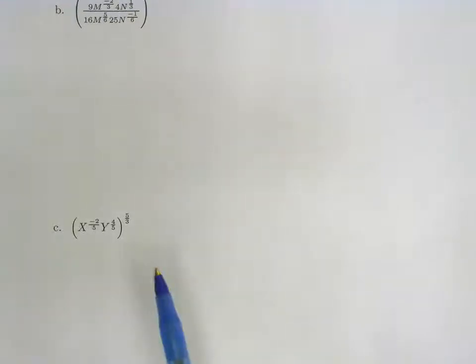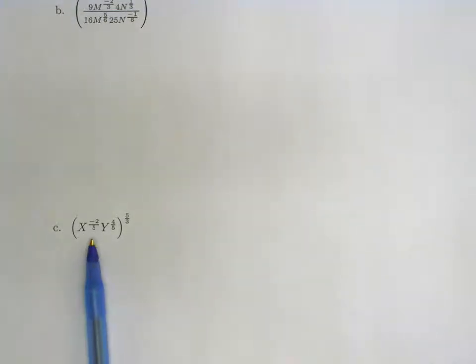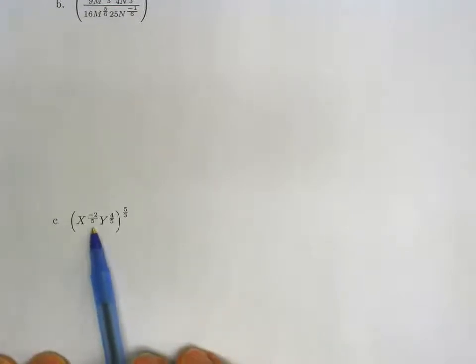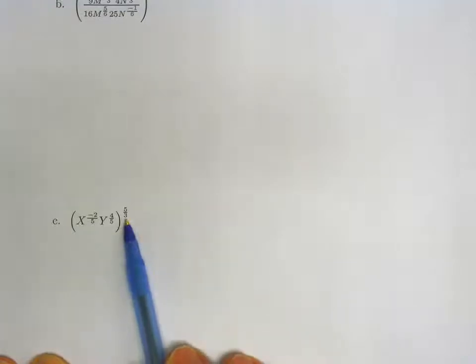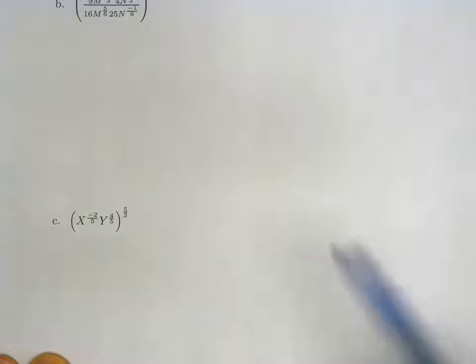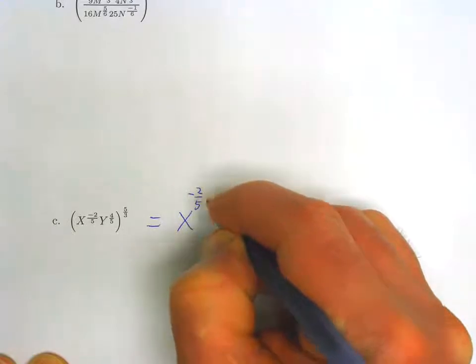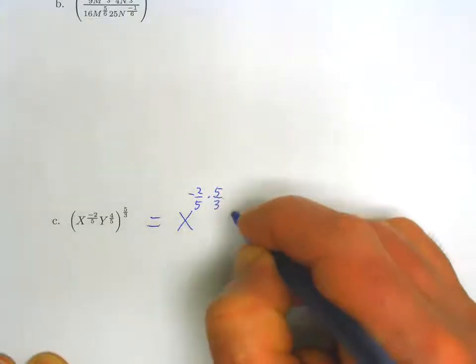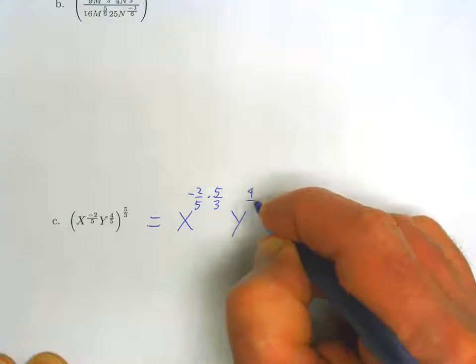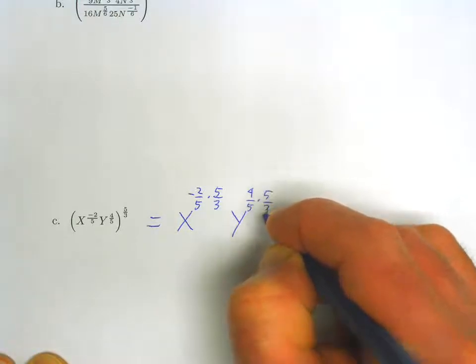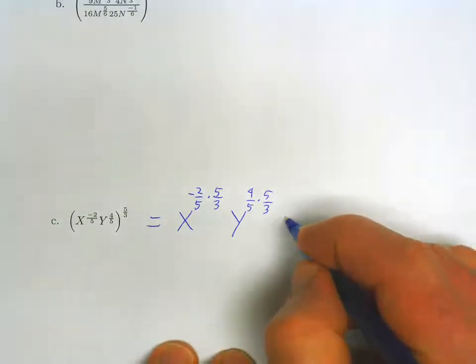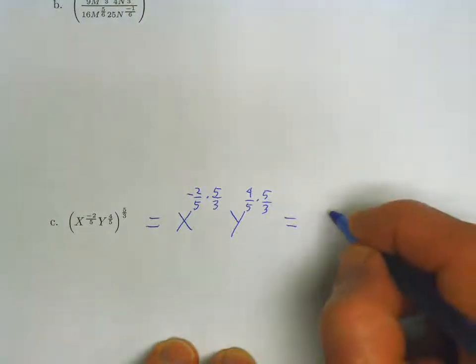So remember, when simplifying with exponents, in the end, we don't want any negative exponents left. So we're going to have to make sure that we handle this negative exponent correctly. But the first step is just to multiply this outer exponent 5/3 times each of those exponents. So we get x to the negative 2/5 times 5/3 times y to the 4/5 times 5/3. Then we'll do the arithmetic in those exponents.